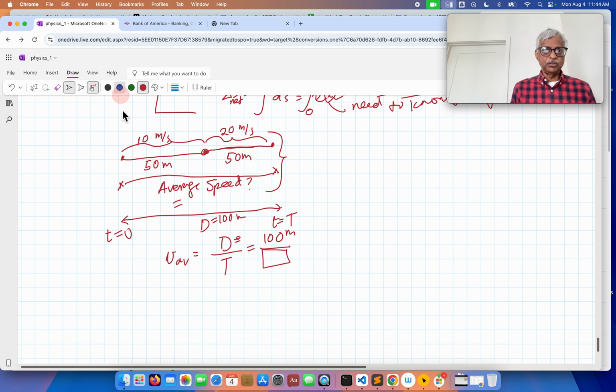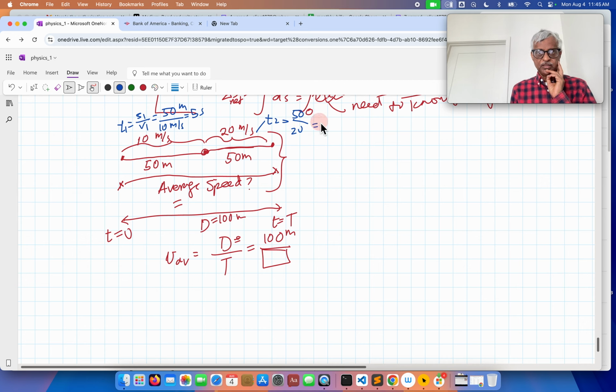So for this, we got t1 equals S1 over V1, and S1 is 50 meters over 10 meters per second, so this is 5 seconds. So T2 for this part is 50 over 20, which is 2.5 seconds. So this whole thing took 7.5 seconds. So this would be the average speed.